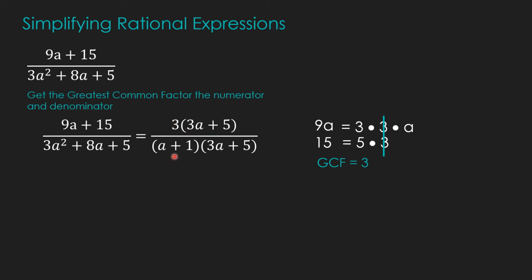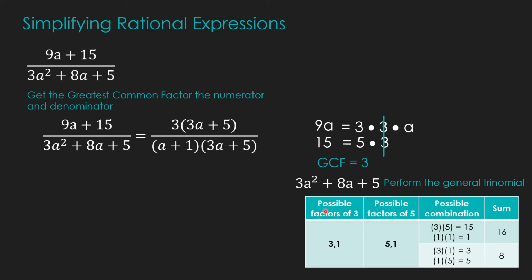Now let's go with our denominator. Again, we will have to perform the general trinomial for this one. Okay, now looking at this table here, our first term here, a squared, has a 3 nga number, nga coefficient. And the possible factors of 3 is only 3 and 1 because 3 is a prime number. Okay, and then here, the next thing is that we need to get the factors of the last term, and the possible factors of 5, because that is also a prime number, is only 5 and 1.